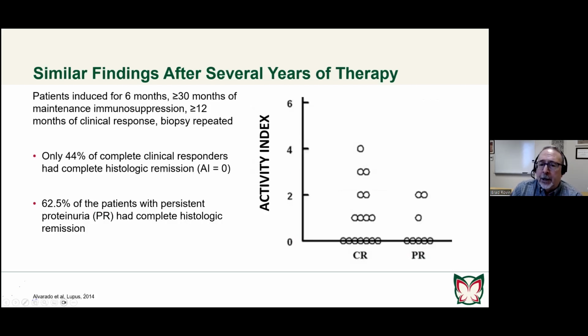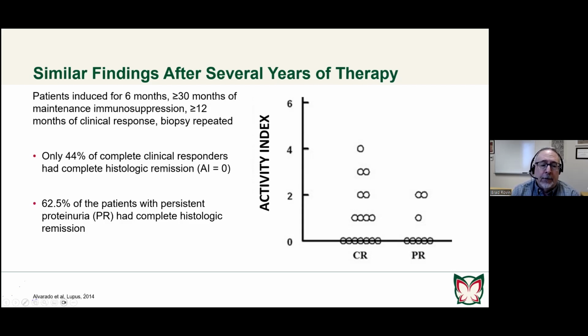So we did similar studies after several years of therapy. These patients were induced in the usual way with cyclophosphamide or mycophenolate for about 6 months, and then they had 30 months of maintenance immunosuppression and at least 12 months of a clinical response. And then the biopsies were repeated on a protocol basis. And what you can see in the graph on the left is that only 44% of the complete renal responders actually had histologic remission, defined as no further inflammatory activity in the kidney.